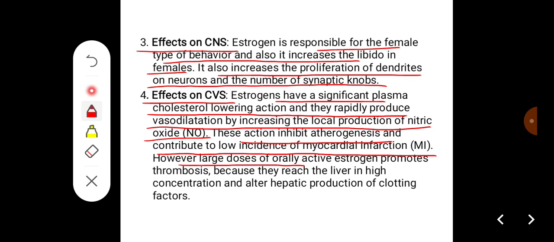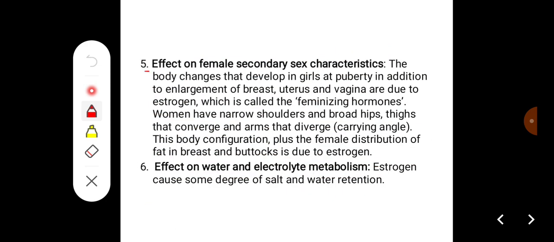However, large doses of orally active estrogen promote thrombosis because they reach the liver in high concentration and alter hepatic production of clotting factors. Their effect on the female secondary sexual characteristics: the body changes that develop in girls at puberty, in addition to enlargement of breast, uterus and vagina, are due to estrogen, which is called the feminizing hormone.